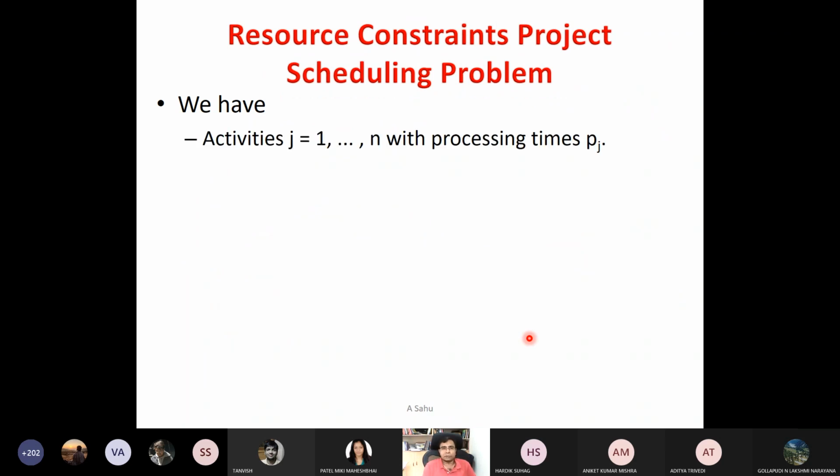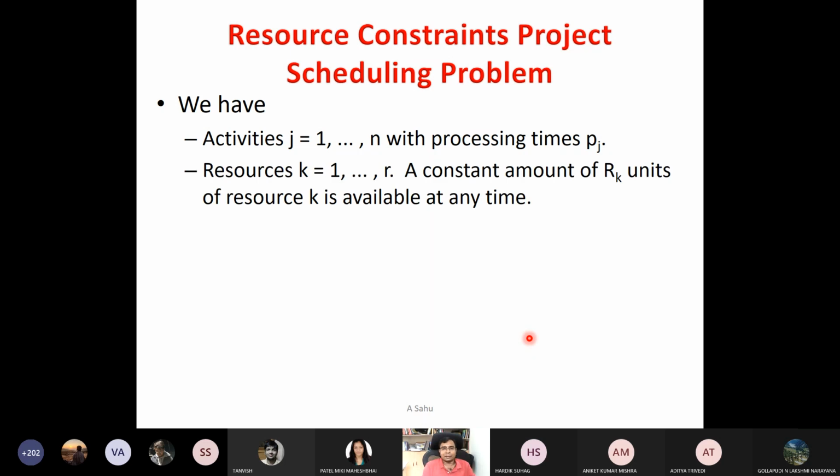So what is the resource constrained project scheduling problem? Suppose we have many activities, 1 to n, with processing time pj. So we can say n jobs, with processing time pj for each job. There are r resources, k equal to 1 to r, and a constant amount of rk units of resource k is available at any time.